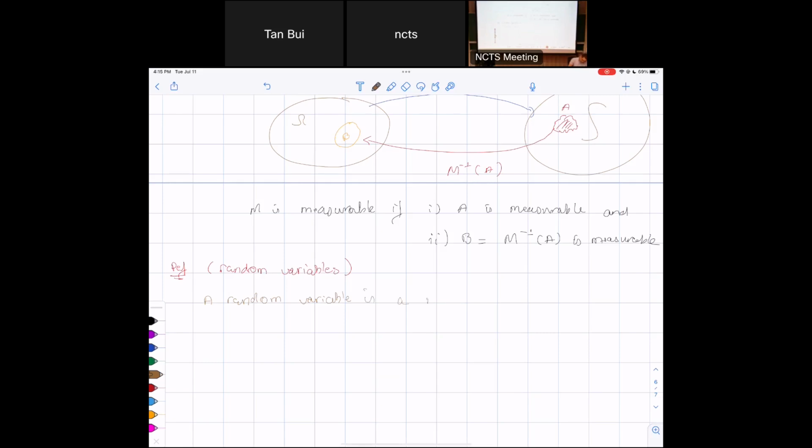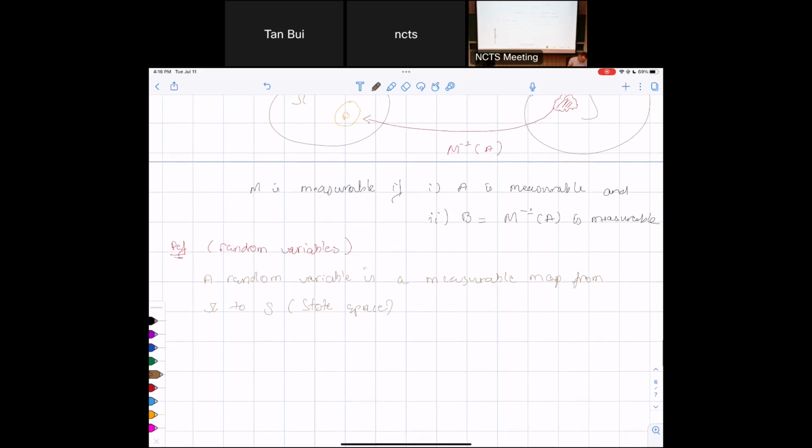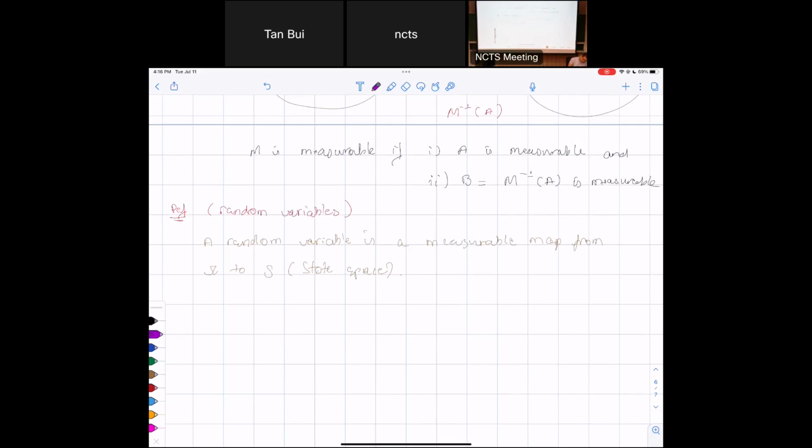is a measurable map from omega to S. S we typically call the state space. The original space we know already is the sample space, but this is the state space. Okay, so it's actually very simple, right? A random variable is a map from a sample space to a state space.